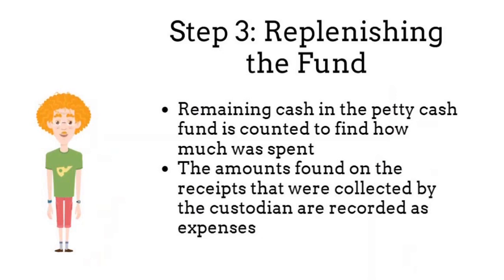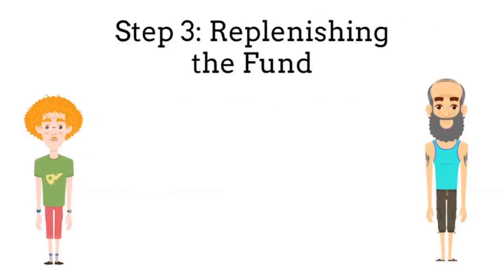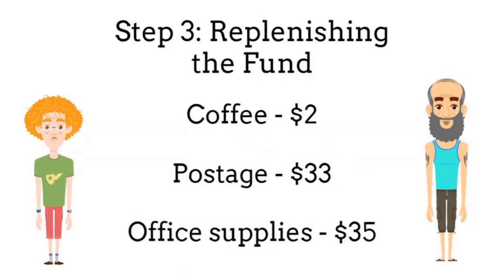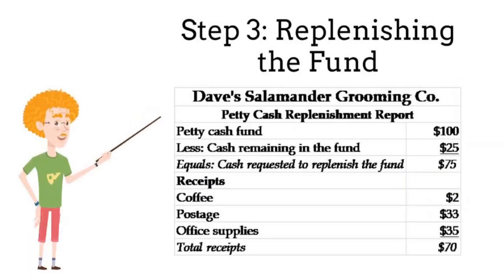The remaining petty cash is counted, and a cheque is cashed to bring the account balance to its original amount. Then, the receipts are counted and recorded as expenses. Dave, what are the minor company-related expenses you made last period? $2 on coffee, $33 on postage, and $35 on office supplies. So expenses total $70, as we can see here.